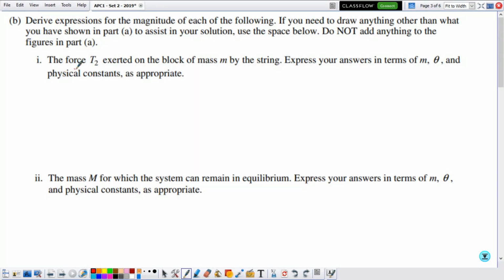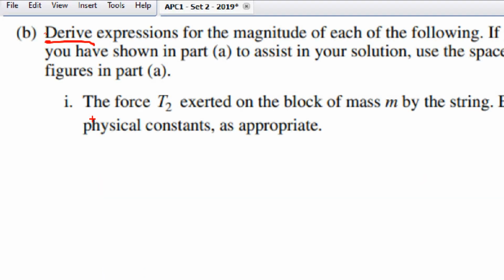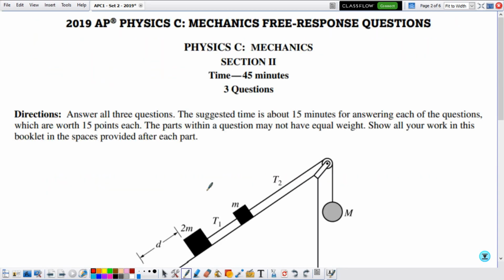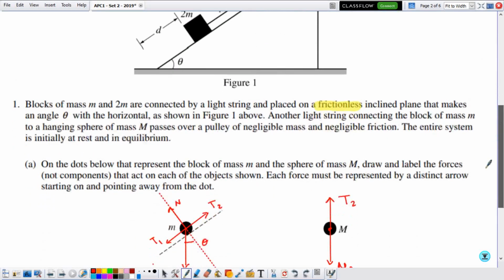Now idea 1, the force T2 we need to derive. So basically we refer to part B. We need to derive the force T2 exerted on the block of mass m by the string. So we need to determine the tension T2. Express your answers in terms of m, theta and the physical constants as appropriate. Whenever we derive the final solution, we should double check the sentence. Then if we refer back to the FBD, we need to determine the tension T2.